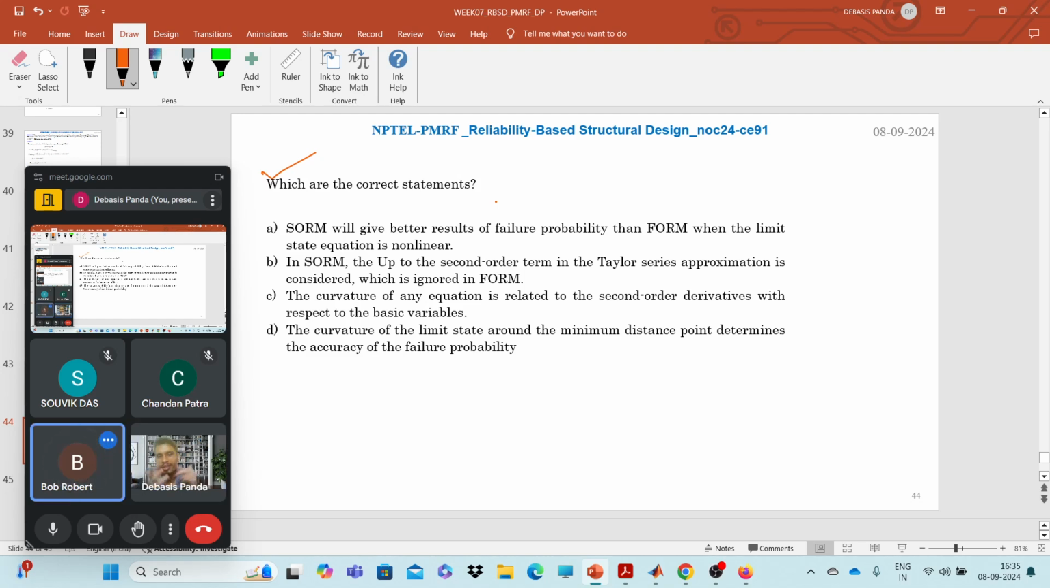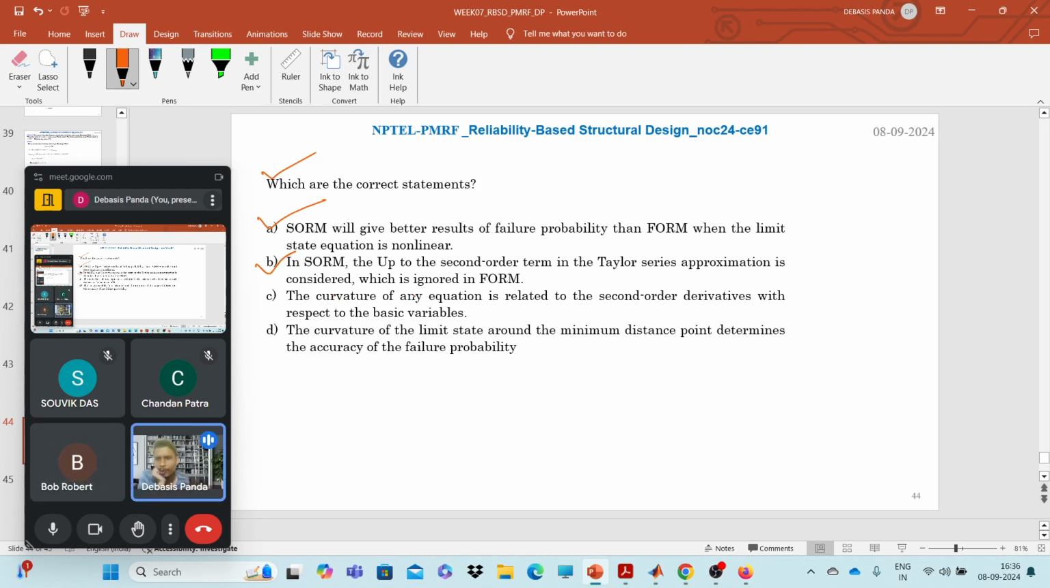Yes. We have seen it and we have checked it also. So it is yes. Now, in SORM, terms up to the second order in the Taylor series expansion are considered, which are ignored in FORM. Is it correct? Yes or no? Obviously, we move up to the second order term, which is actually ignored in the first order method. So is it correct or is it wrong? Correct. Right, Bob? Yeah, correct.